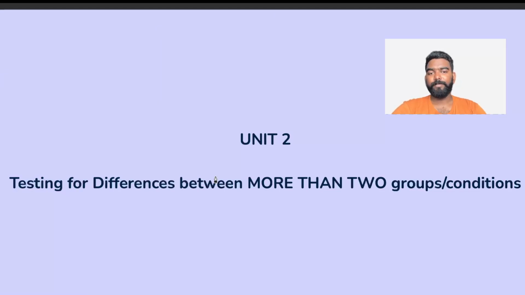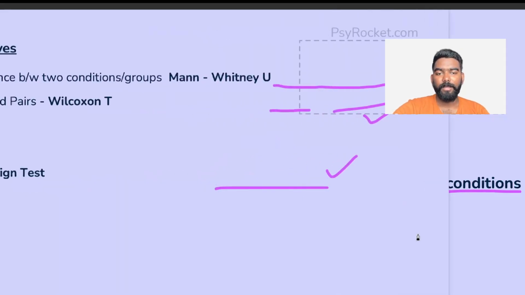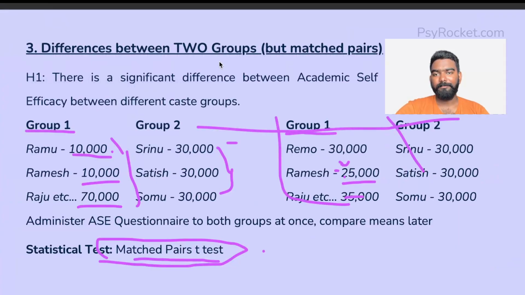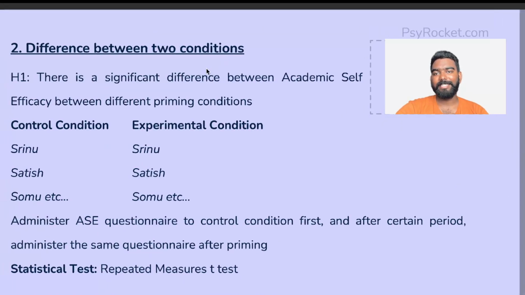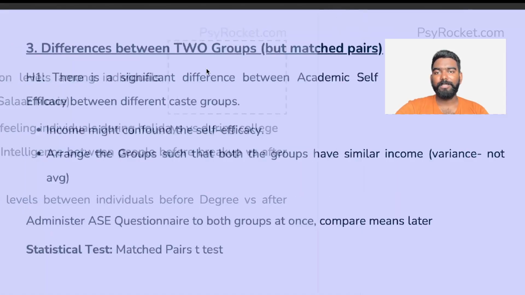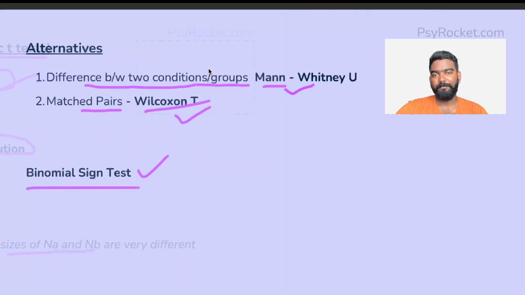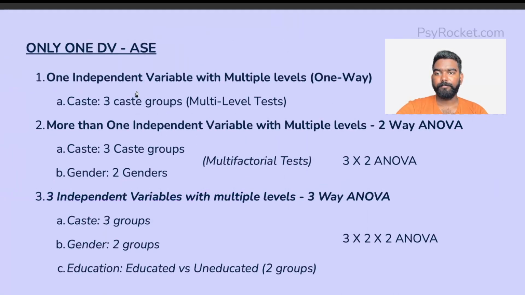Now coming to unit 2, if you are testing for differences between more than two groups or conditions, see, until now we have checked only between two groups. Okay, difference between two groups, differences between two conditions. But now we will see what we can do if we want to test for differences between more than two groups. Let us keep the dependent variable only one for now, which is academic self-efficacy. Now let us say there is just one independent variable but with multiple levels.